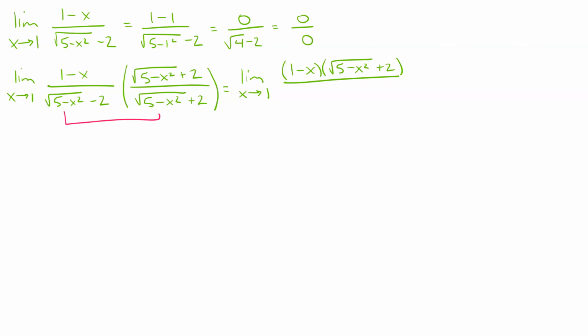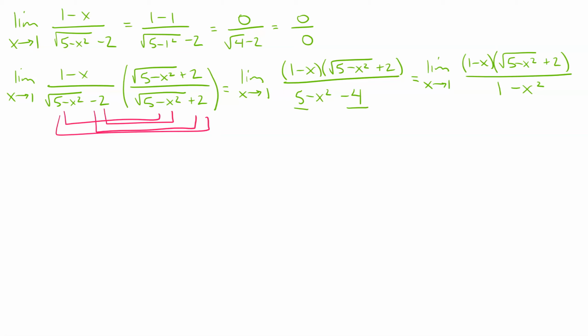My first terms give me 5 minus x squared. My outer and inner terms are going to cancel away, and my last terms give me minus 4. So simplifying, I get the limit as x goes to 1 of 1 minus x times rad 5 minus x squared plus 2 over, on the bottom, 5 minus 4 is 1 minus x squared. I've rewritten my limit, and if I go ahead and substitute at this point, you'll quickly see that 1 minus 1 is 0 over 1 minus 1 squared is 0. I still have that 0 over 0 problem term, that term that causes the indeterminate limit.